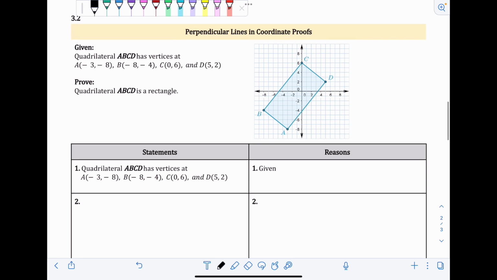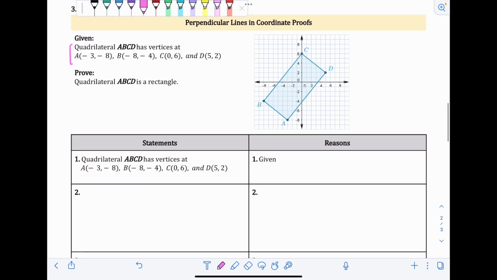So same kind of start, we're just taking whatever is given to us, the exact statement, putting that as our first statement in here. So quadrilateral ABCD has vertices at those 4 points, and the reason is that it's given to us. Like I said, that's how we'll start pretty much every single 2-column proof that we do.